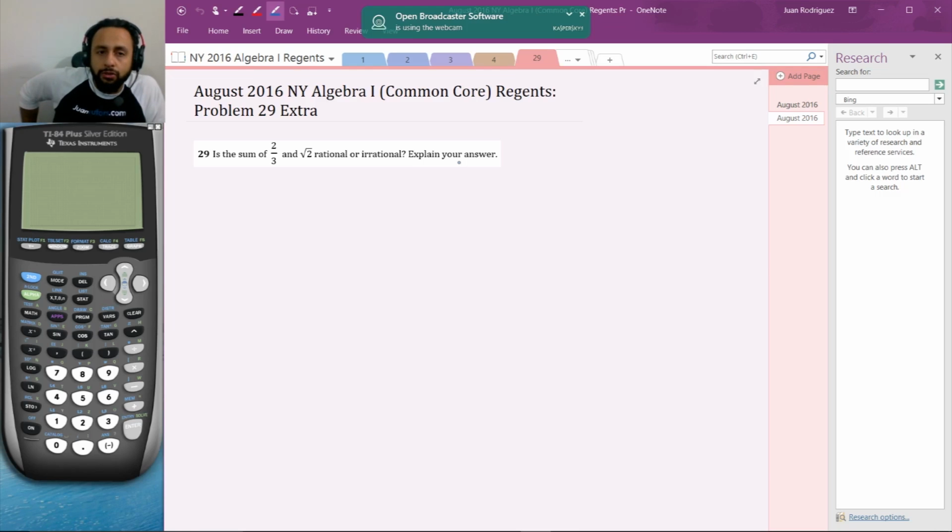So 2/3 and radical 2 is the sum, rational or irrational? So the question is, can this be written as a fraction? There is a proof that radical 2 is irrational.